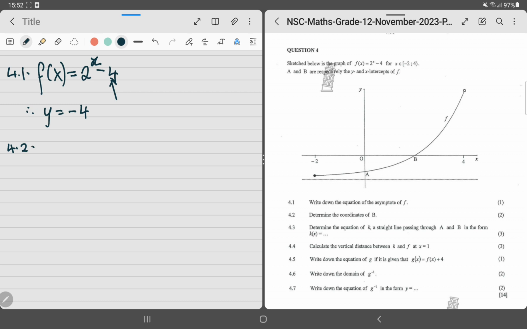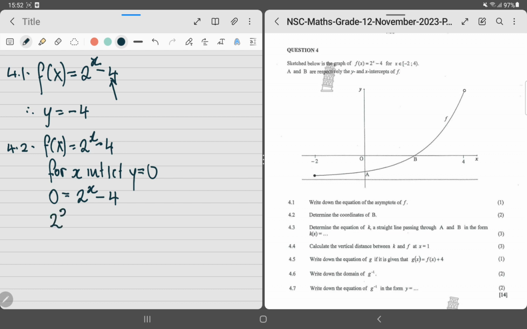4.2. Determine the coordinates of B. So B is the x-intercept of f. So f of x should be equal to 2 to the exponent of x minus 4. For the x-intercept, set y equal to 0. So this is going to be 2 squared is equal to 2 to the x. Therefore, x should be equal to 2. Coordinates of B is (2; 0).